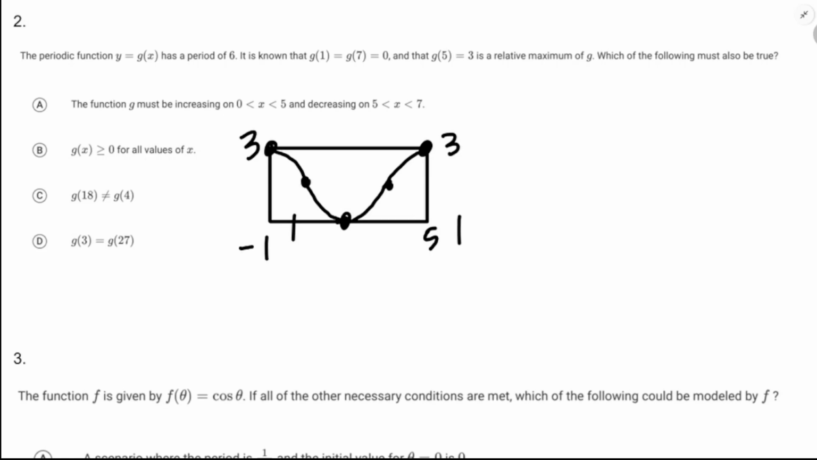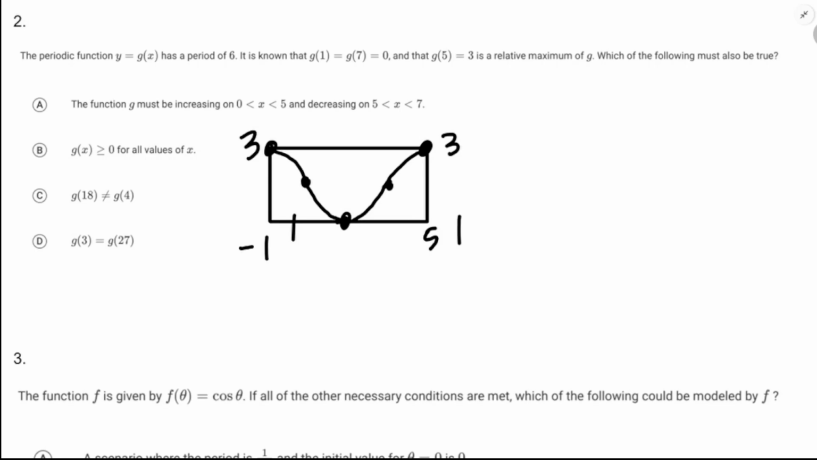All right, function g must be increasing on 0 to 5? No, and decreasing on 5 to 7? 5 to 7 I think is true, but I don't think 0 to 5 is necessarily going to be true. No. Okay, g of 18 is not equal to g of 4. Oh wait, no, g of x is greater than or equal to 0 for all values of x. I think I determined that 0 was not able to be the minimum, otherwise it wouldn't really make sense with the period. So I think it's going to be one of these things that must be true.